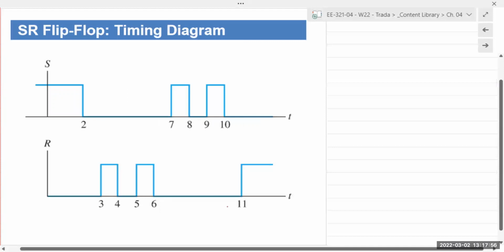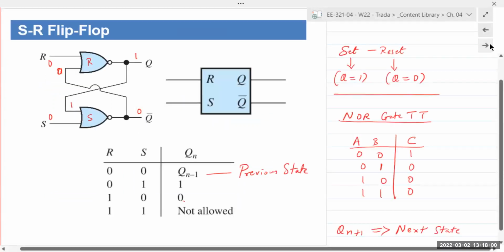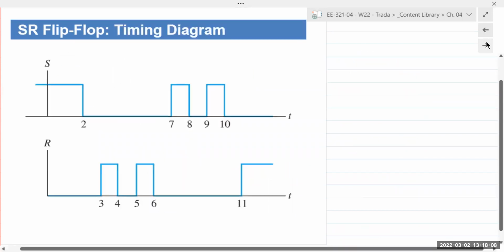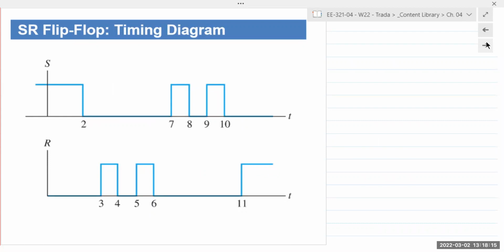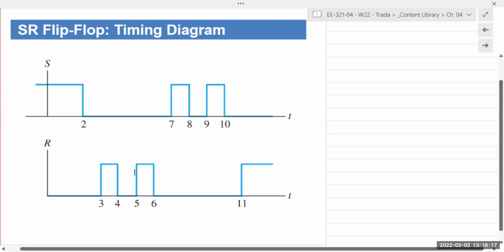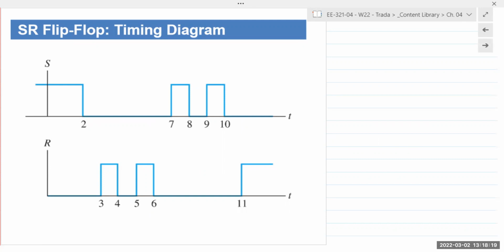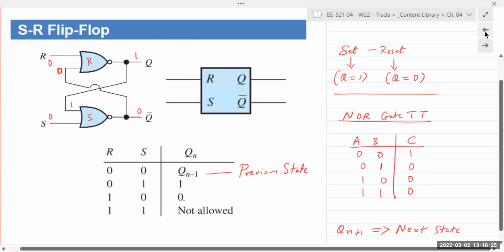Okay, so I did this timing diagram based on this SR flip-flop built out of two NOR gates. Any questions on how this timing diagram works? Did I cover this or not? Oh, I haven't. Okay. Well then. SR flip-flop. Any questions about the operation? All right.